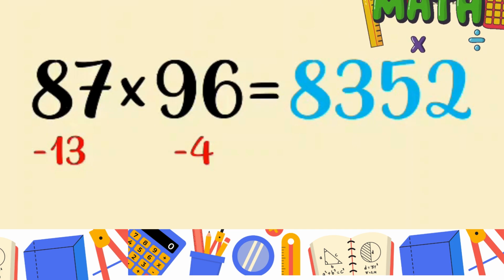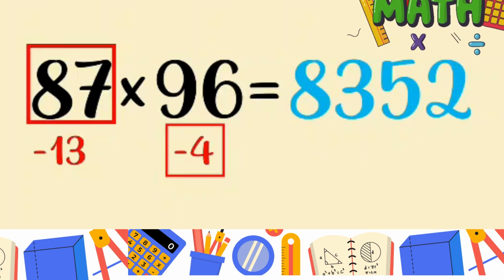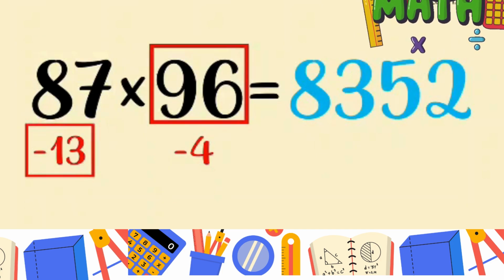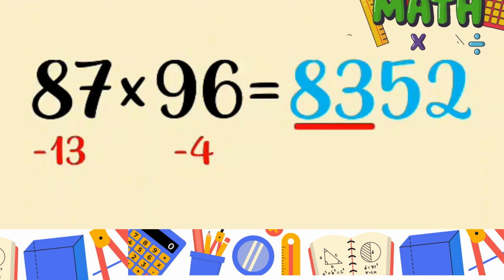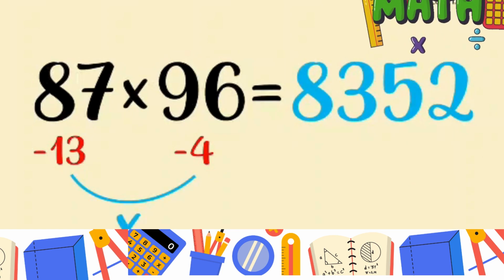Now the next step is to put one of the numbers we are multiplying, like 87, here with the difference that is the opposite of what we put there. Either 87 minus 4 or 96 minus 13, that gives us the same answer, which is 83. This gives us the first part of our answer, which is the same as 8300.